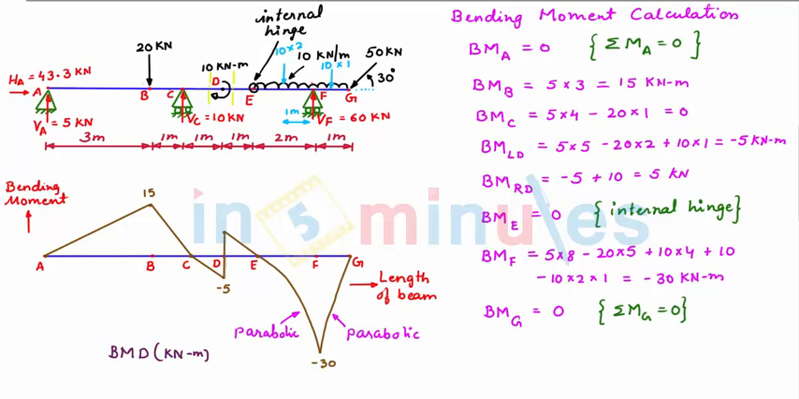We see that we have positive bending moment between point A and C and D and E, and negative bending moment between point C and D and E and G. Now we see that at point B, a positive bending moment is maximum, whereas at point F, a negative bending moment is maximum. Now let us move towards axial force calculation.